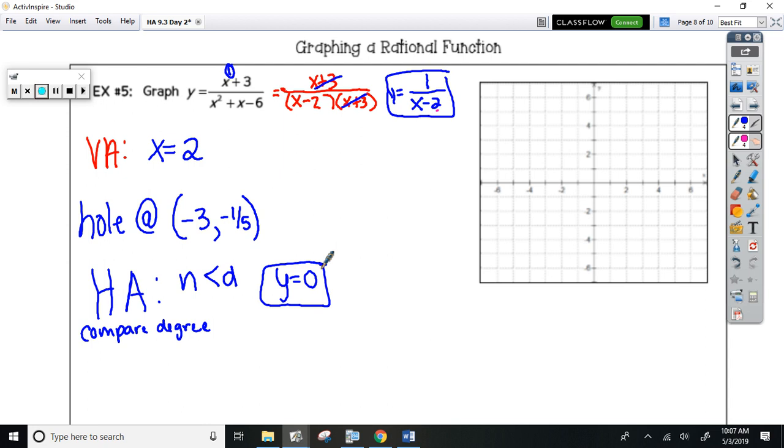And we got our holes and our vertical asymptotes. Do you want to find the x and y intercepts too? Because you're going to have to do that on your quiz. Let's do it. I already did.